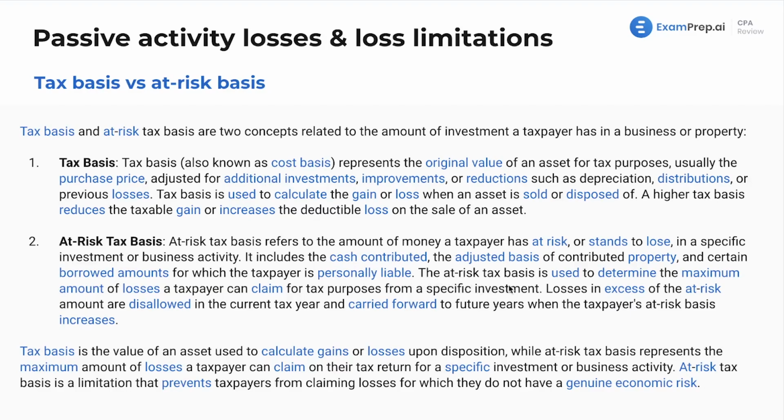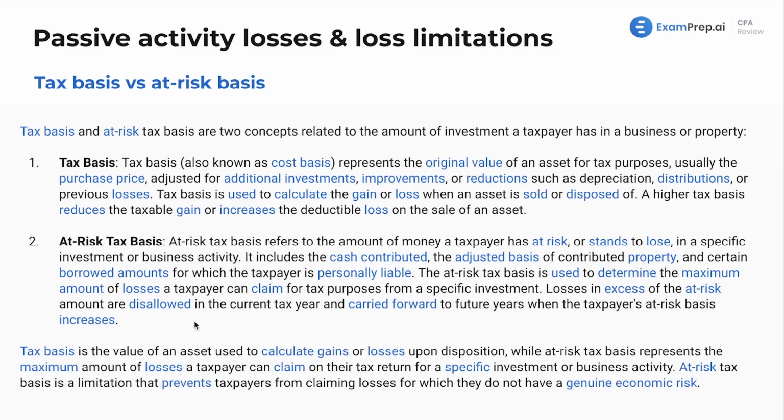The at-risk tax basis is going to be used to determine the maximum amount of losses that a taxpayer can claim for tax purposes from a specific investment. Losses in excess of this at-risk amount are disallowed in the current year, and they're carried forward to future years when the taxpayer's at-risk basis increases.